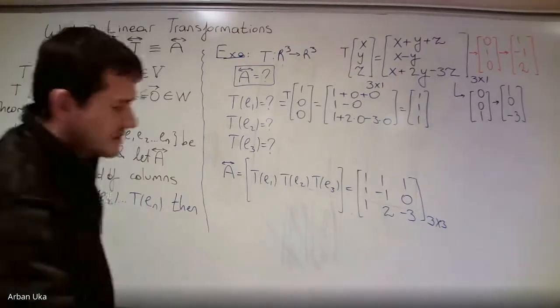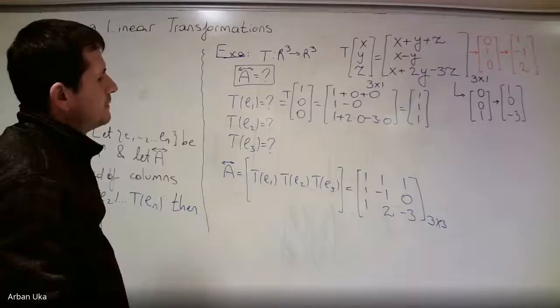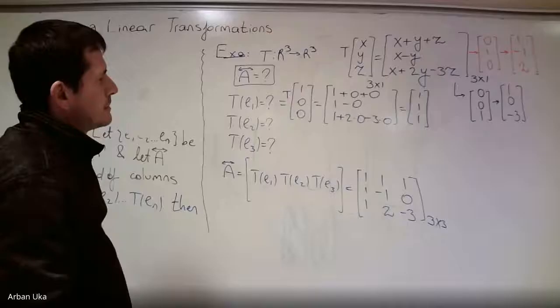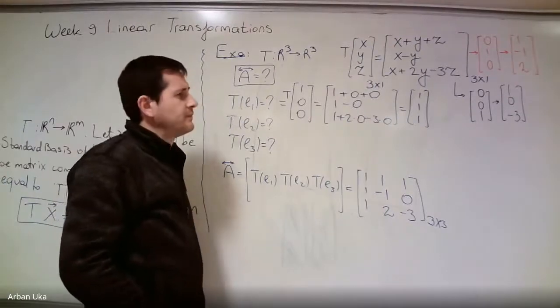Okay, then let's see, for example. Professor, what if we could write the transformation in vectorial form? Like x times (1, 1, 1) plus y times (1, minus 1, 2) plus z times (1, 0, minus 3). And the columns should be the columns of A.